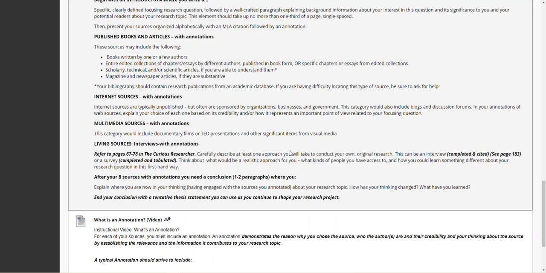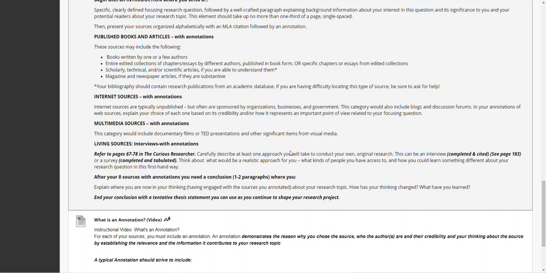Or if you want to do a survey, SurveyMonkey is a free, limited survey, but it must be completed and tabulated. You can't say, I'm going to interview this person or I'm going to do this survey. No, that's not a concluded activity. It cannot be cited, and it cannot then be included in the annotated bibliography. So think about what would be a realistic approach for you, right?